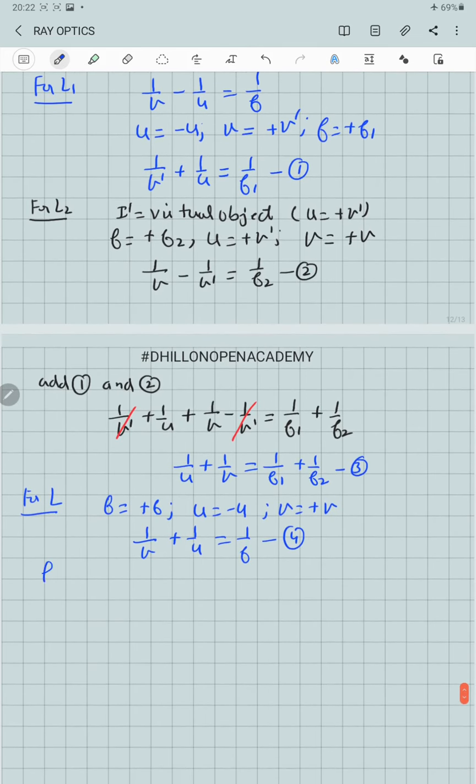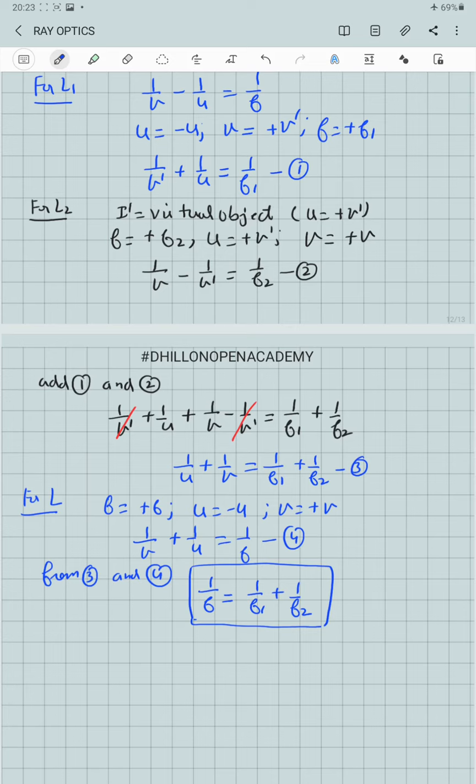So if we compare equation number 3 and equation number 4, we have 1 over f is equal to 1 over f1 plus 1 over f2. This is the equation which will help us to find the focal length of the combination if the focal lengths of both the lenses are given. So we get the equation that the reciprocal of the equivalent focal length is equal to the sum of the reciprocals of the individual focal lengths.